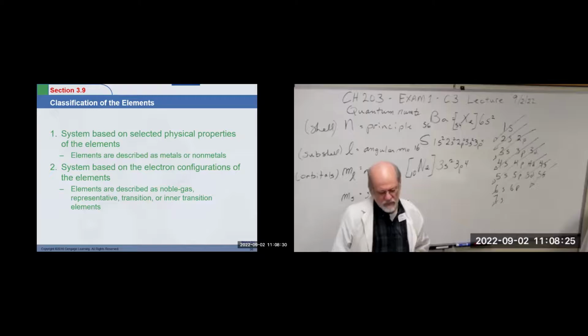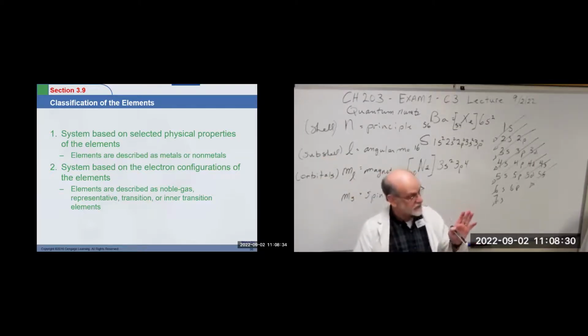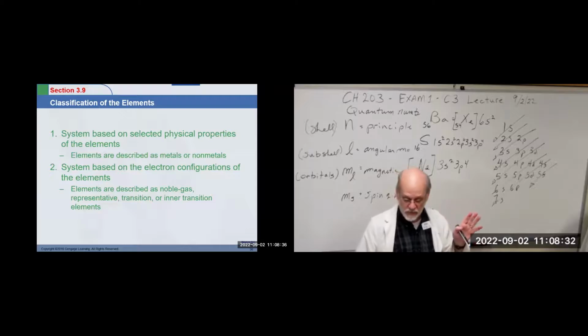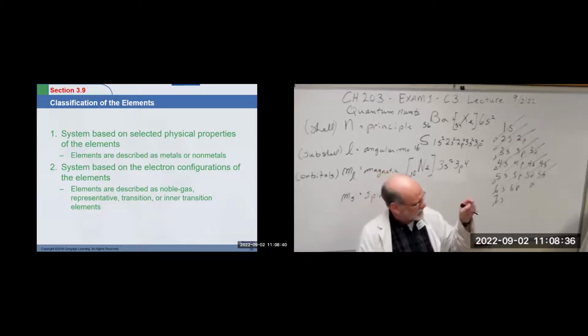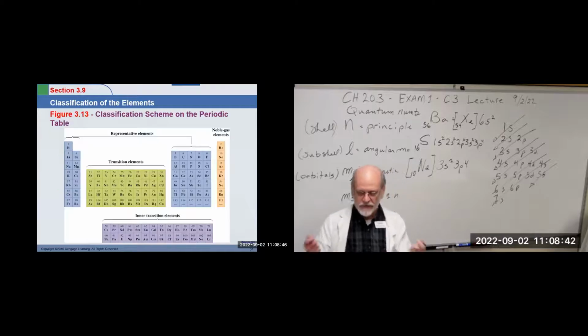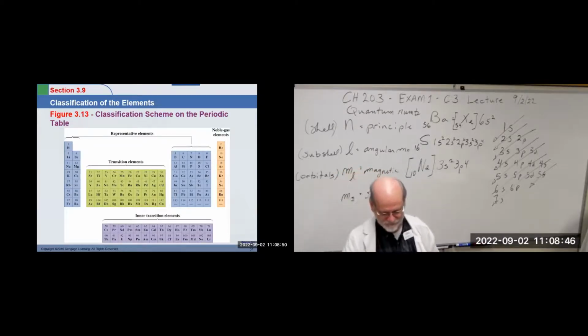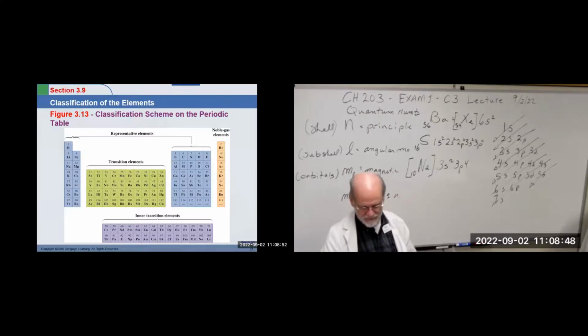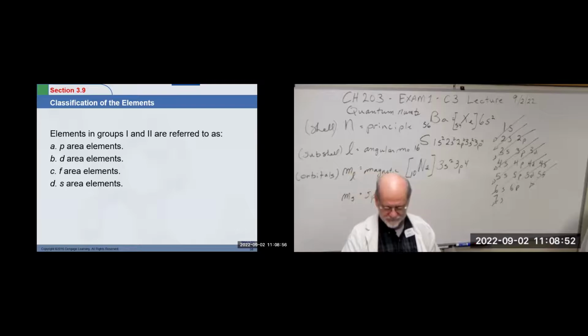Well, I did mention the noble gases and the other names of some groups, the transition elements. Those lanthanides and actinides are called inner transition elements, I guess because they're inside the transition region. All right, so there's another representation of the periodic table.